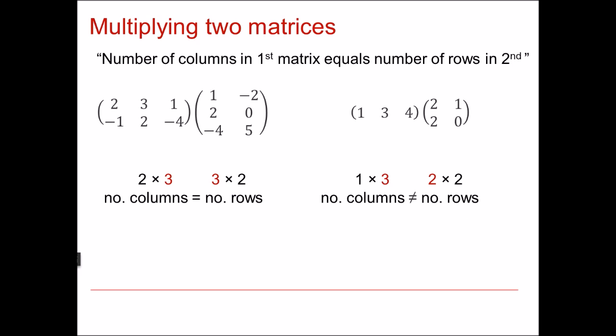So here we have our two examples again. We can see that the first one, we have a 2 by 3 and a 3 by 2 matrix. So they can be multiplied together. They are conformable for multiplication. But the second pair, we have a different number of columns in the first matrix to the number of rows in the second matrix. So they've got different numbers in that pair in the middle.